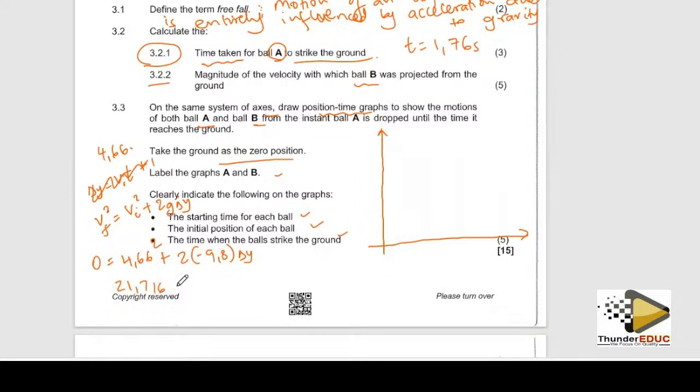It's going to be equal to 19.6. So 19.6 delta y. And I divide both sides, 21 divided by 19.6. I'm ending up with a very miserable answer, guys. 4.66 squared.